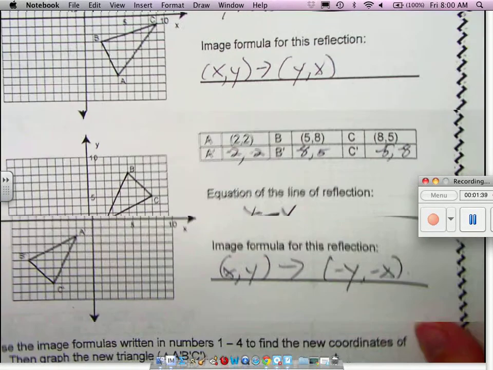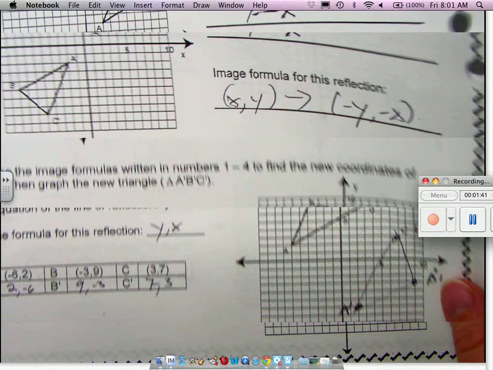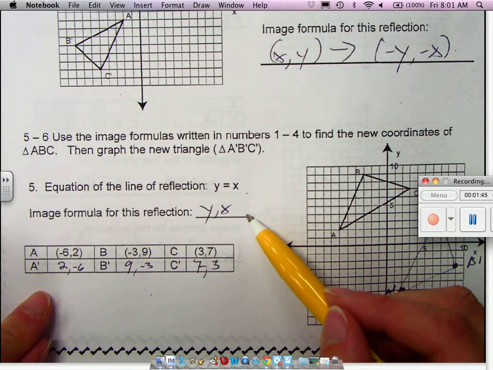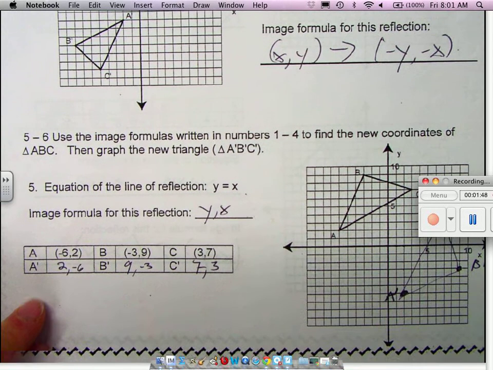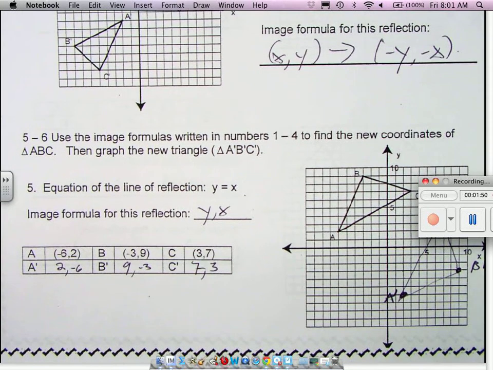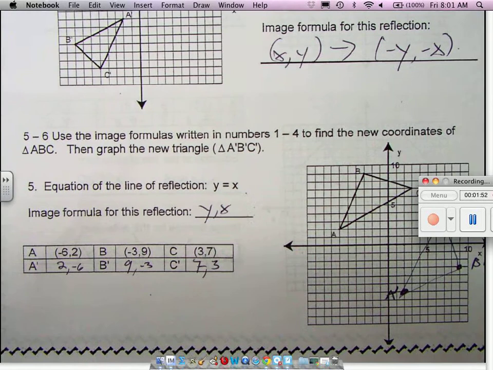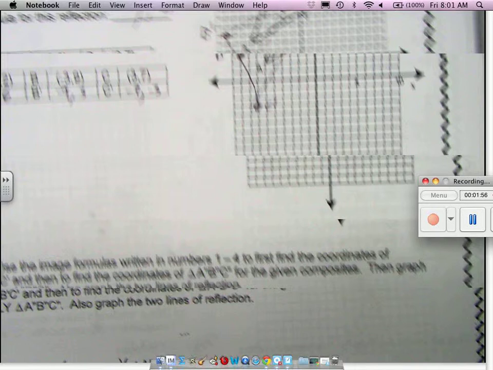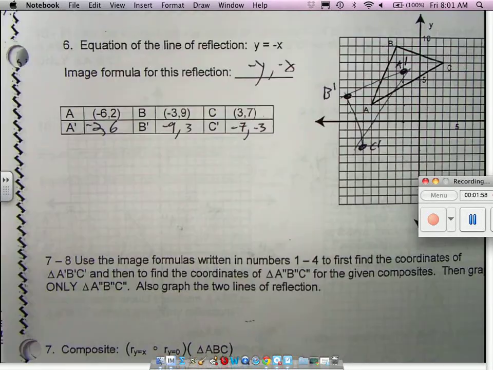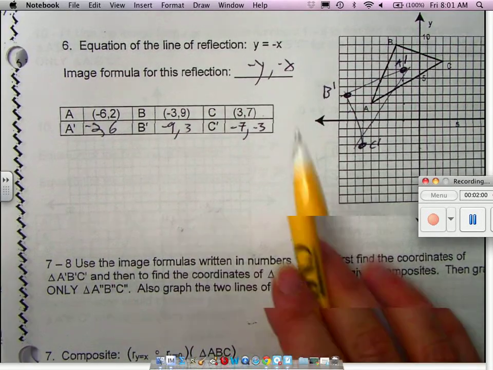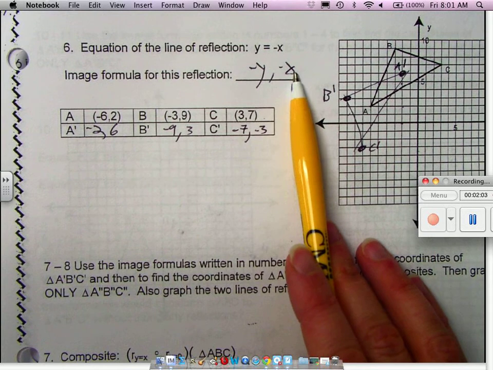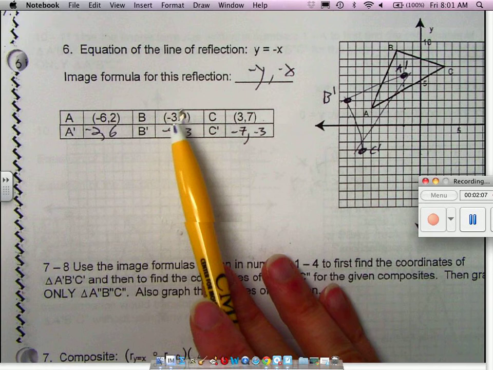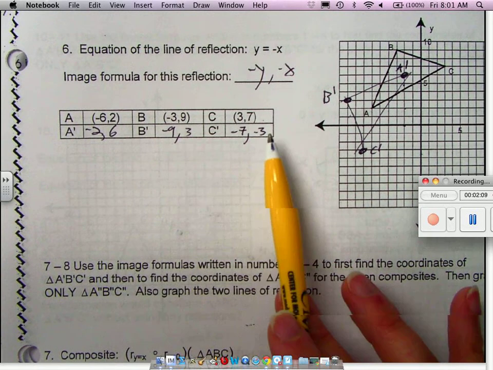Number 5. I'm doing y equals x, so my image formula is going to be (y, x). So I'm just flipping them. So I get (2, -6), (9, -3), (7, 3). Number 6. It's y equals -x, so it's (-y, -x). My points are (-2, 6), (-9, 3), (-7, -3).